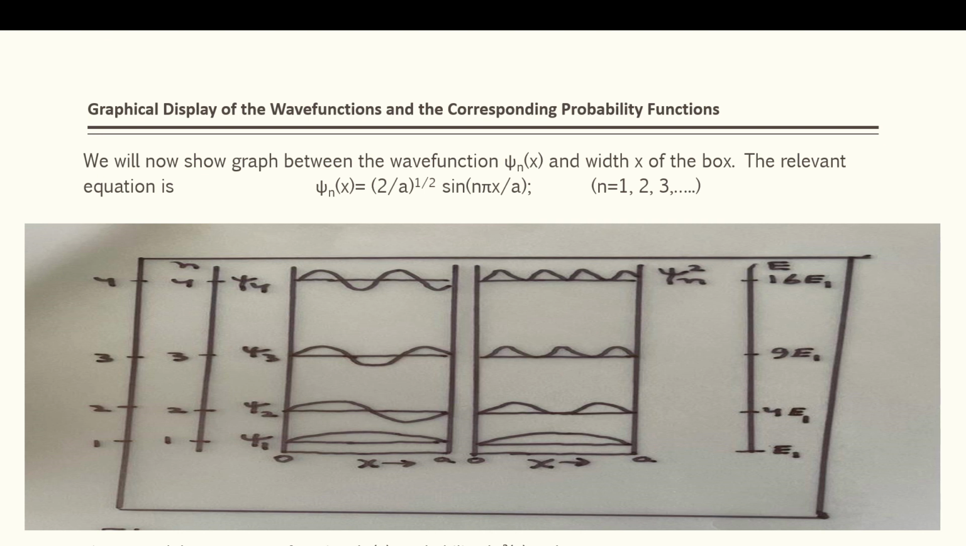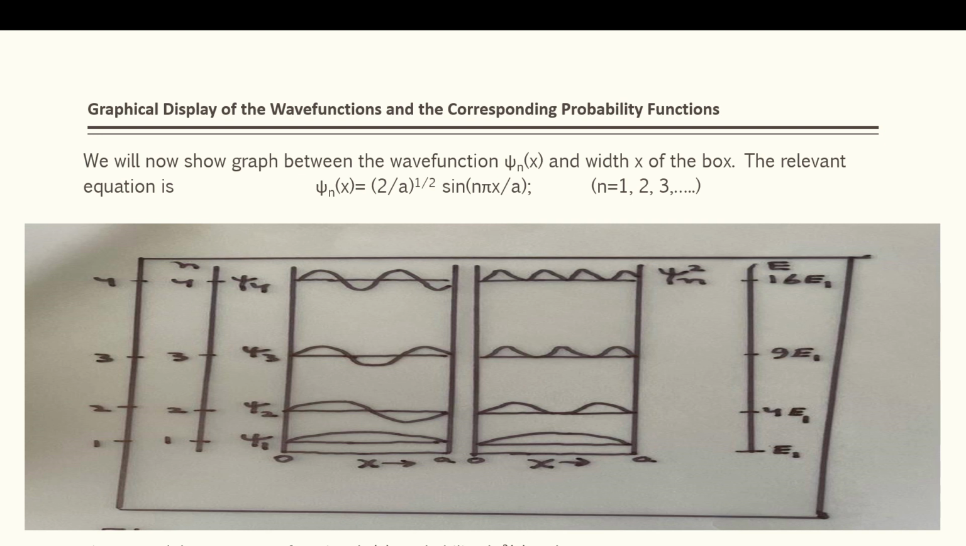Graphical display of the wave function and the corresponding probability function. You see very clearly, this graph shows wave function psi versus x. There is no node for quantum number 1, one node for quantum number 2, two nodes for quantum number 3, and three nodes for quantum number 4. On the side graph, we have taken the square of the wave function. You see the beauty of this second graph.